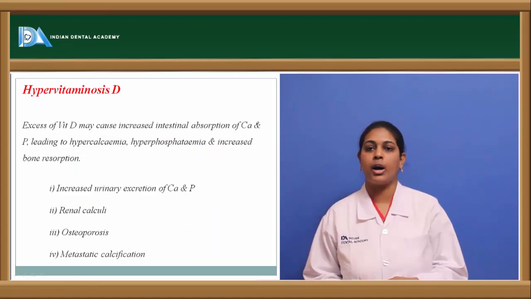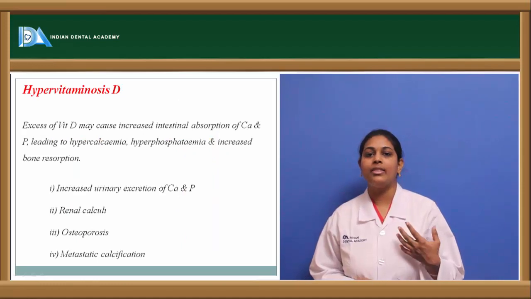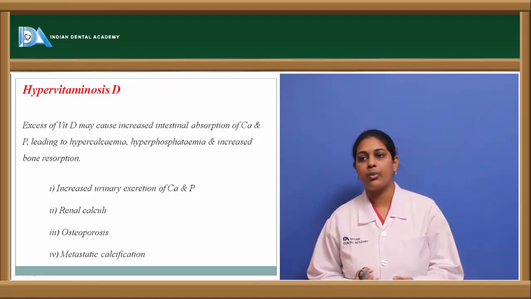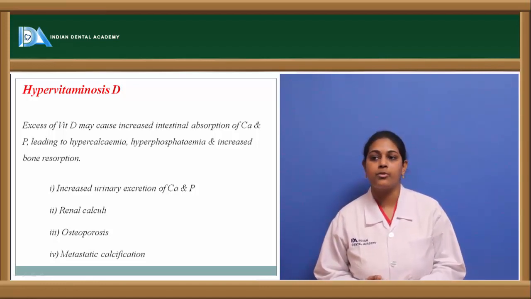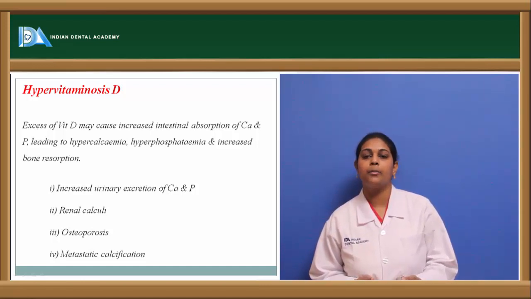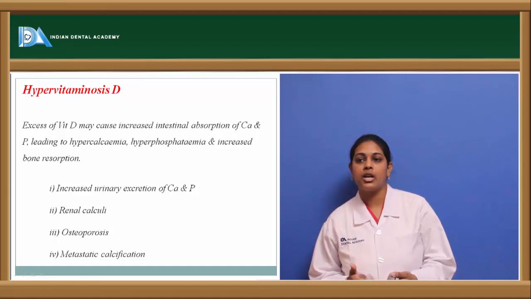Next coming is hypervitaminosis. That is when there's over intake of vitamin D, which might result in hypervitaminosis D. It might also cause alteration in the intestinal absorption of calcium and phosphorus, since vitamin D is responsible for maintaining the blood plasma calcium as well as the phosphorus level.